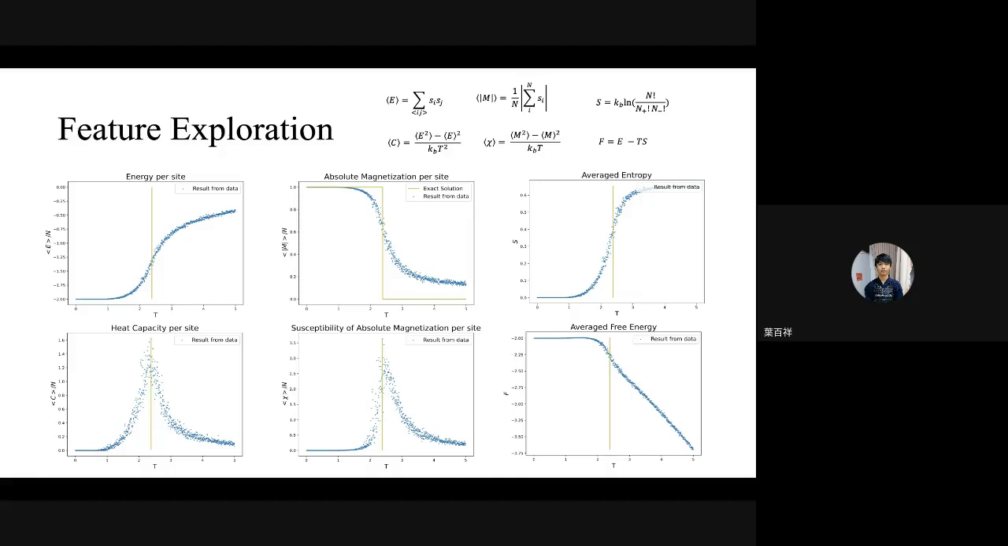We can see that for heat capacity and susceptibility, there is a sharp peak at the critical point. For the other features, the change before and after the critical temperature is not dramatic, but we can still find some difference. Next page.